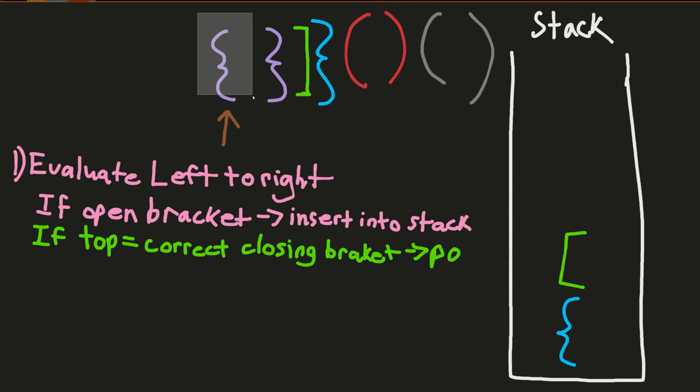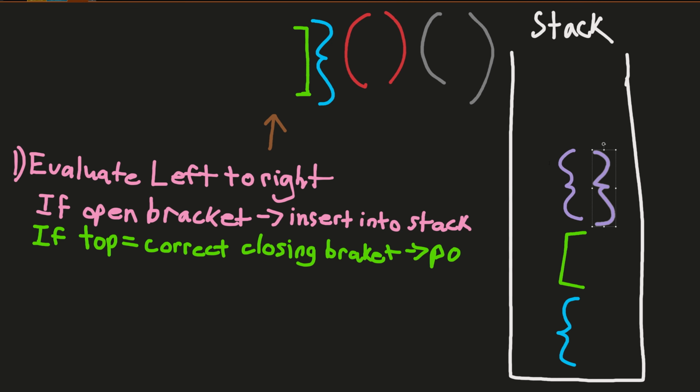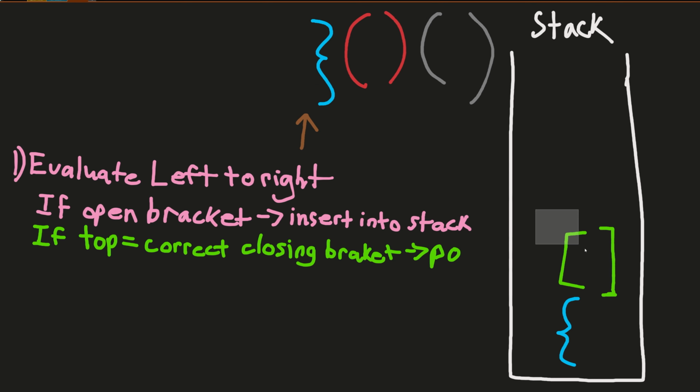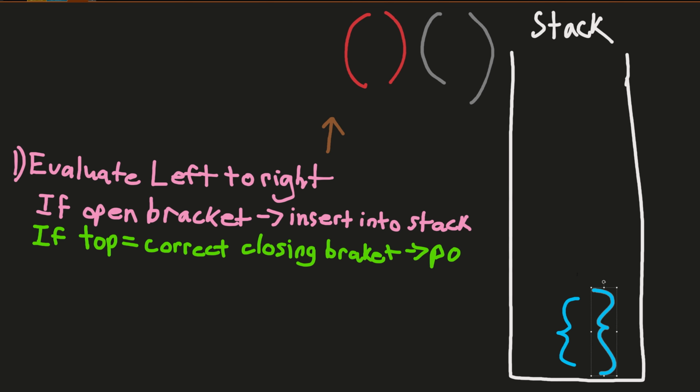We move right and see that this is another opening bracket, so we put it on the stack. And then we see that this is another closing bracket, and this is the correct corresponding bracket to this one, so that means that we can just pop the stack and keep going. This is another closing bracket, and it's the correct closing bracket to the top of the stack, so we can just pop that. This is another closing bracket, and it's the correct closing bracket to the top of the stack, so we can just pop it again.